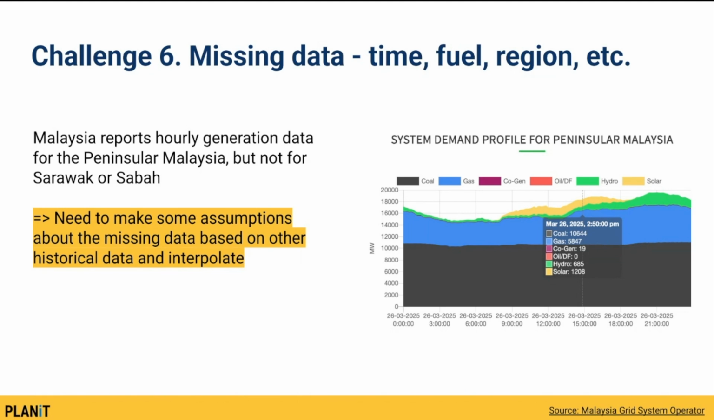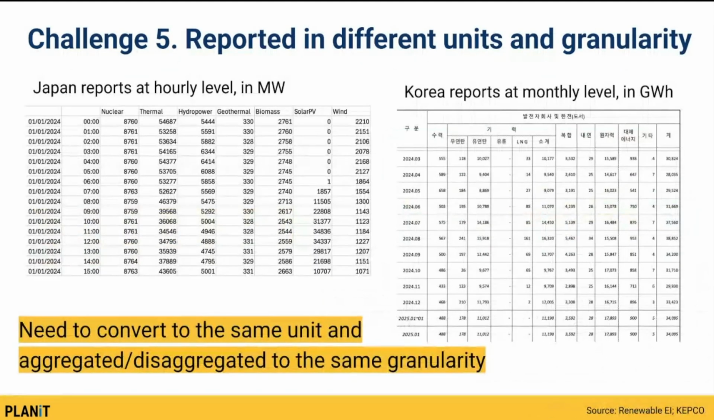So for example, here, Japan's hourly generation data gets reported in megawatts, while Korea only reports at monthly level in gigawatt hours. So for this case, we would have to group all of Japan's hourly generation by month and add them all up. And then change that unit to gigawatt hours to make them comparable to the Korean one.